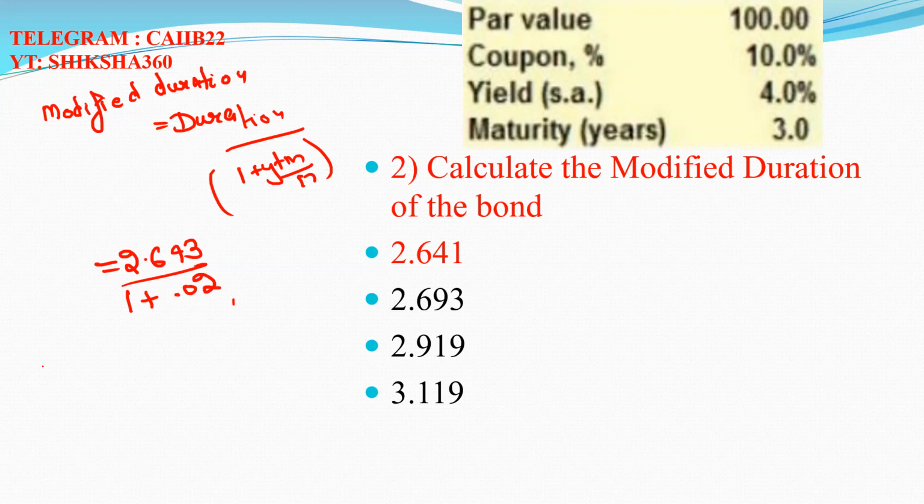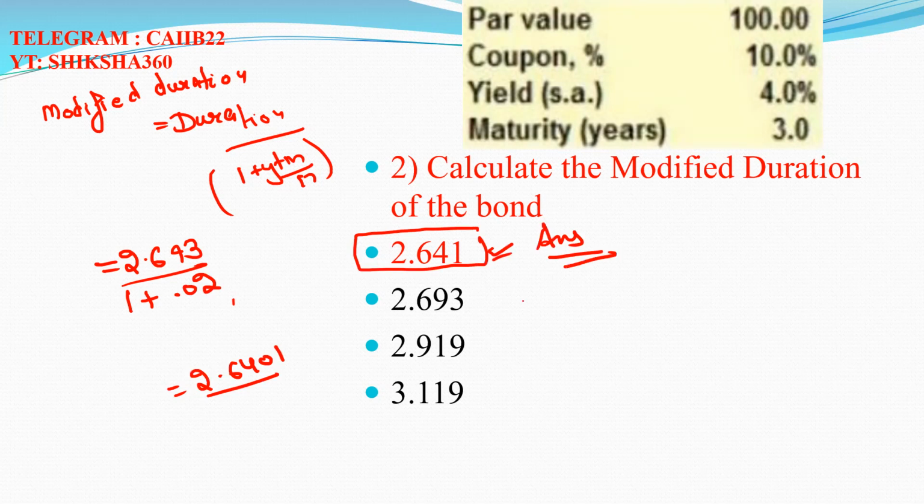So 2.693 divided by 1.02. It comes out to basically 2.6401. Since we have not found 2.640 in the options, we will move toward 2.641 as our answer. Clear? 2.641 is our answer. Yes, option number first of the second question.